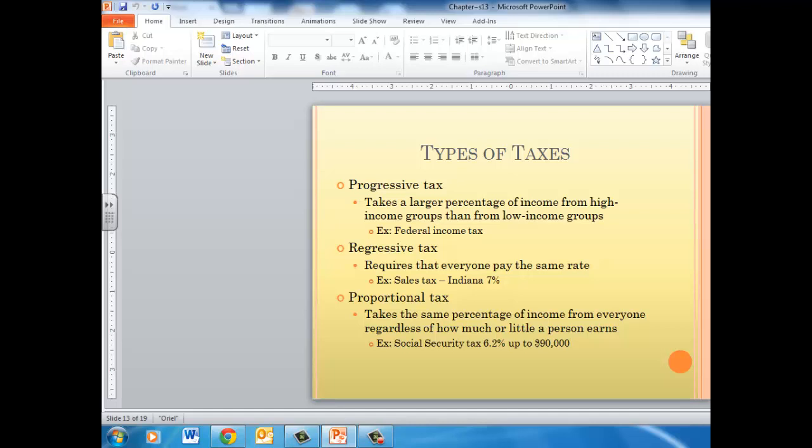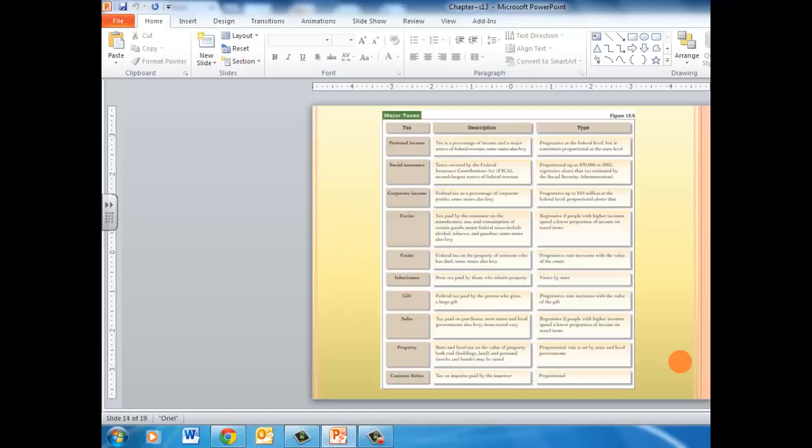A proportional tax takes the same percentage of income from everybody. So Social Security is a flat rate of 6.2% of the first $90,000. So that's proportional, the same proportion from everybody, no matter how much you make, up to $90,000.